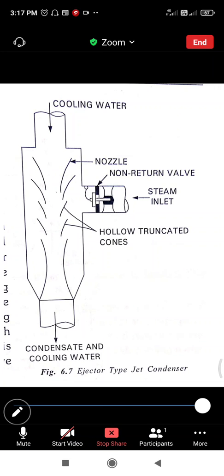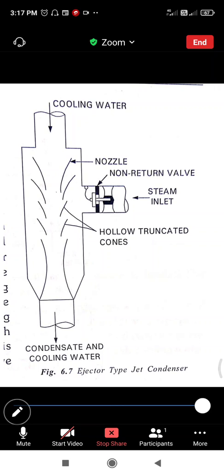In the absence of cooling water supply, water from the hot well may rush into the engine or turbine. This is prevented by providing a non-return valve in the steam pipeline. This is the working of the ejector type jet condenser.